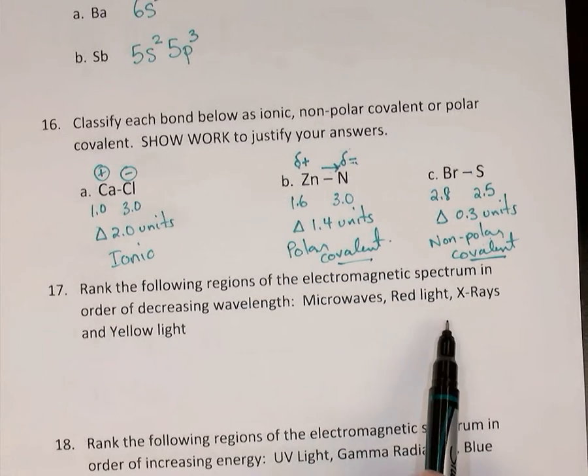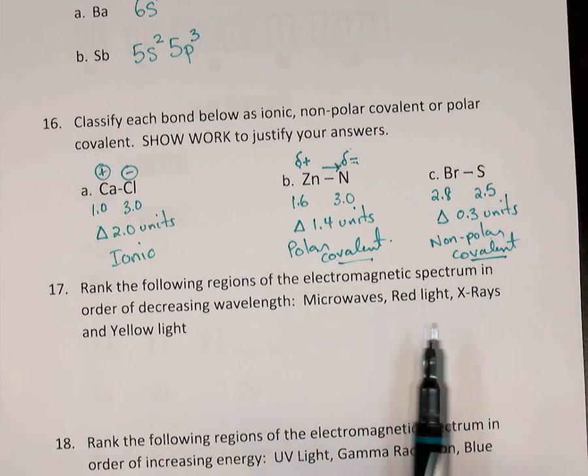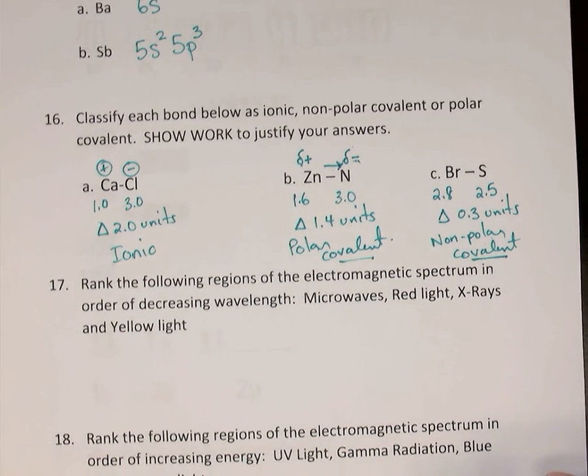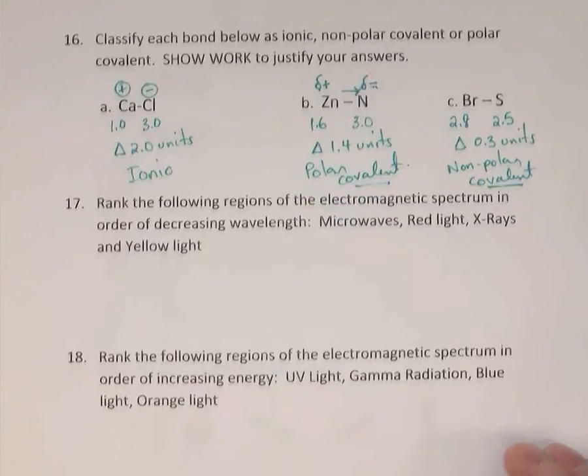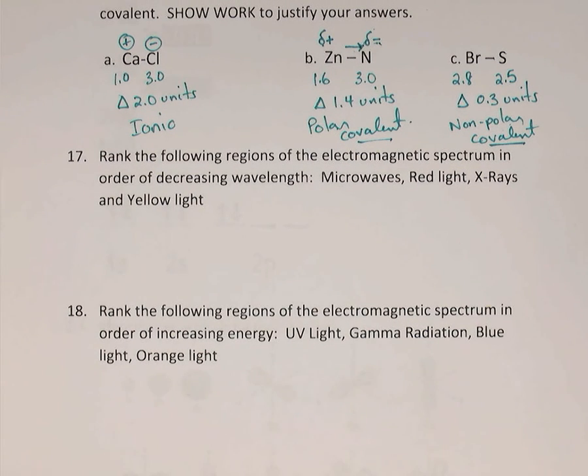So know those 3 classifications based on electronegativity differences. All right. Can you rank these regions of the EM spectrum in order of decreasing wavelengths? Pause the video and try that without looking in your notes.